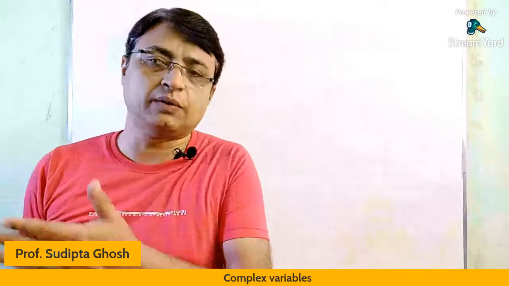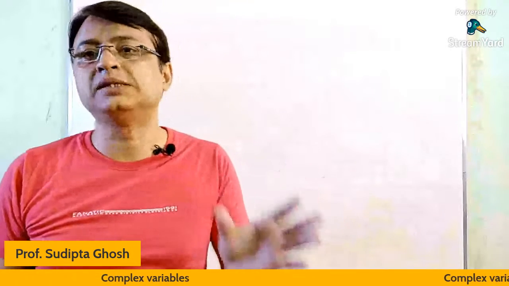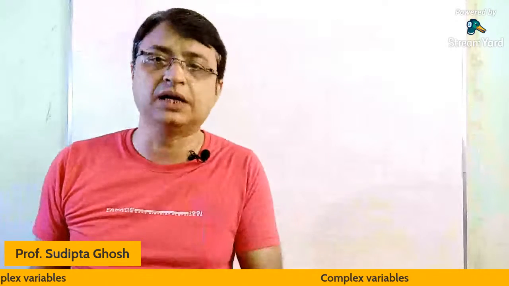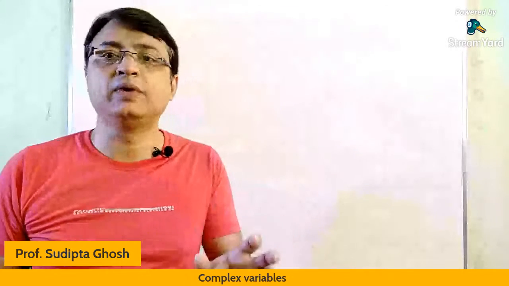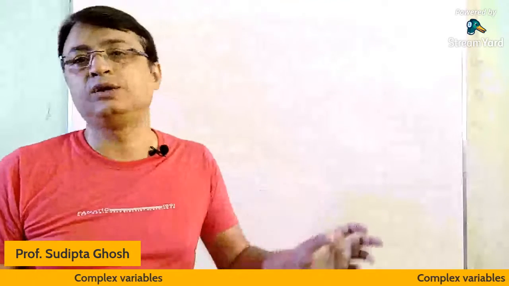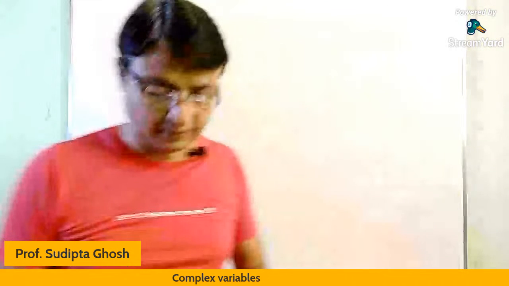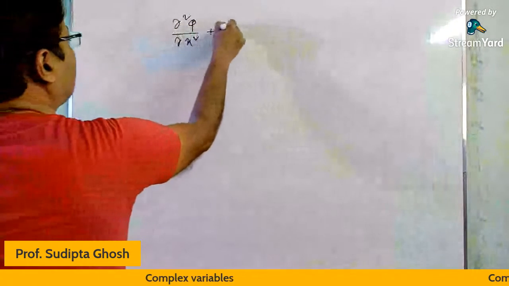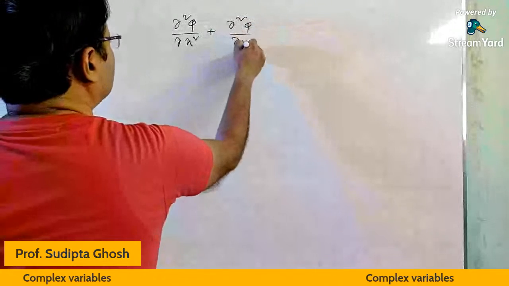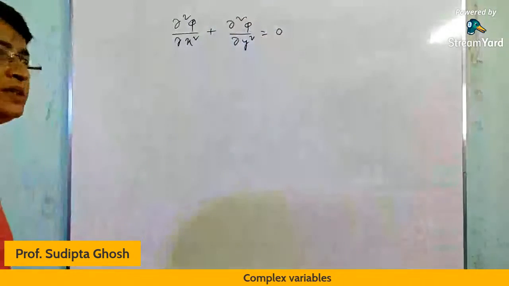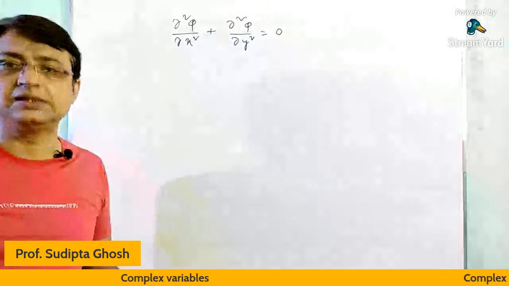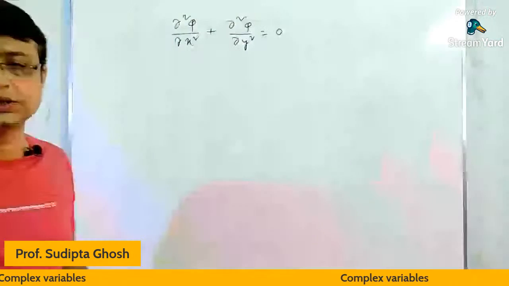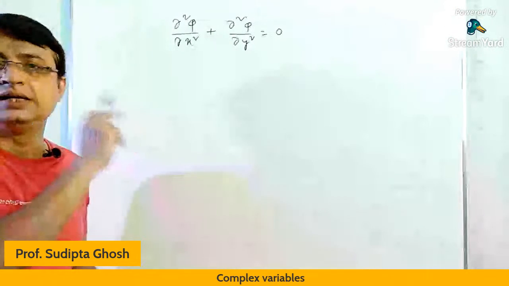as the real part is our x and the imaginary part is our y, must satisfy Laplace's equation in two variables, that is del 2 phi/del x2 plus del 2 phi/del y2 equals 0. Now let's prove this property. This is the Laplace's equation, and the real and imaginary parts of any analytic function must satisfy this Laplace's equation.